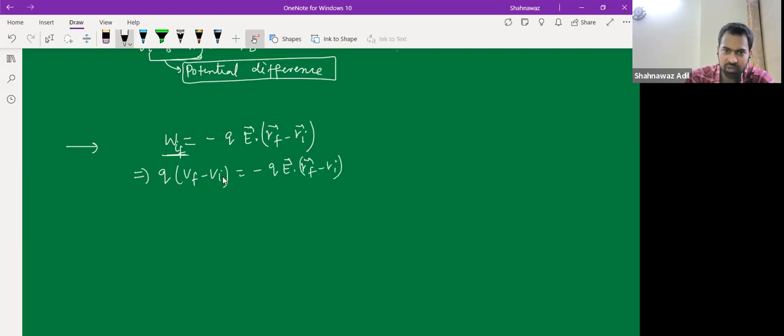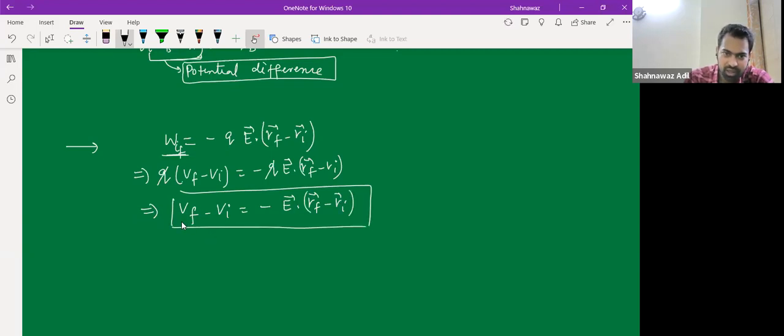This we know, Q (VB minus VA). So Q cancels and we can relate V final minus V initial to E dot (R final minus R initial). This is the relation between potential difference and electric field. So we can write this as dV equals minus integral of E dot dr, right?